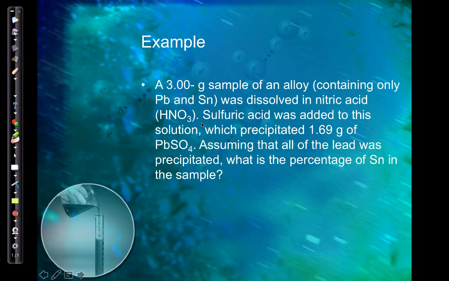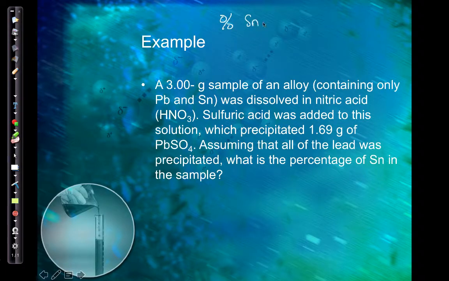Alright, here's a typical example. I have a 3-gram sample of an alloy which contains lead and tin, and it was dissolved in nitric acid. Sulfuric acid was then added to the solution, which precipitated 1.69 grams of lead sulfate. Assuming that all the lead was precipitated, what is the percentage of tin in the sample? First thing, it's looking for a percent of tin.